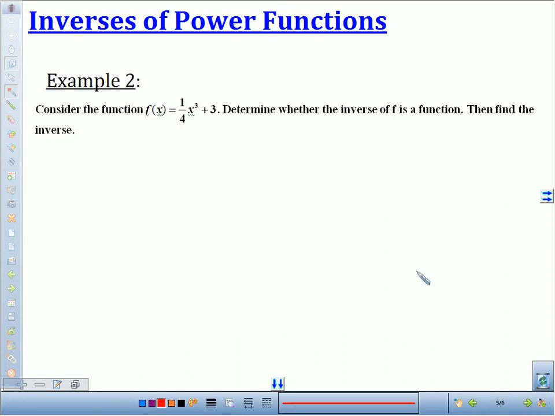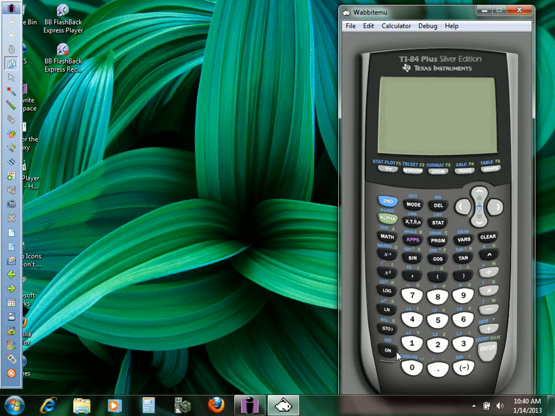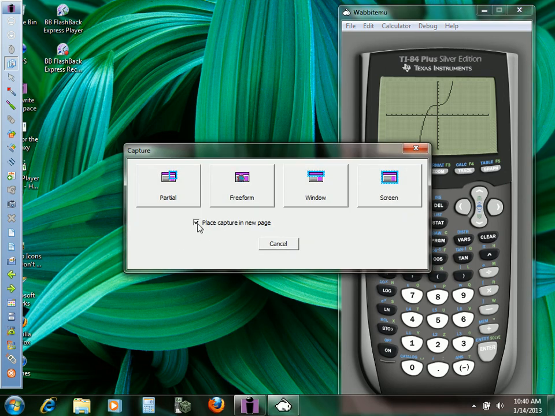Let's look at example 2, and notice, with that in mind, that we want to determine whether the inverse is a function. That's the first thing we have to do. The easiest way to do that is to graph it and look at the graph with the horizontal line test. I have plugged this graph into my calculator, and this is what it looks like. Now, let's make a copy of this and put it in our notes here.